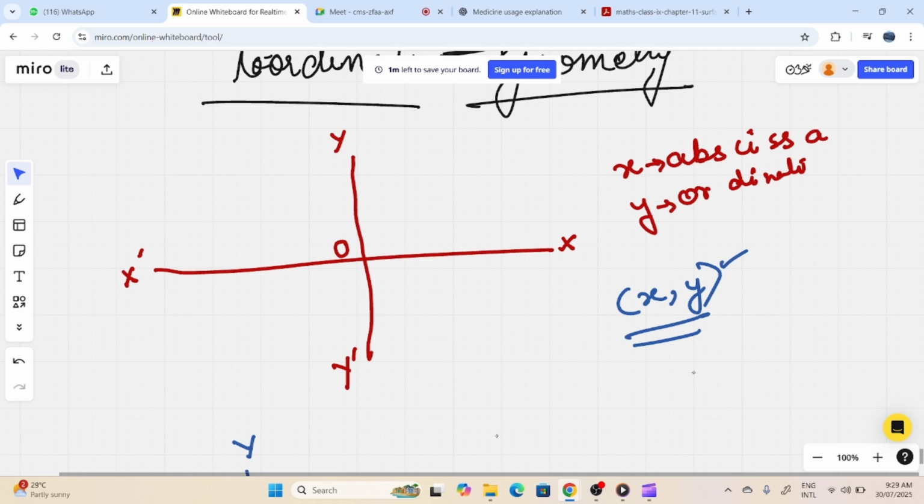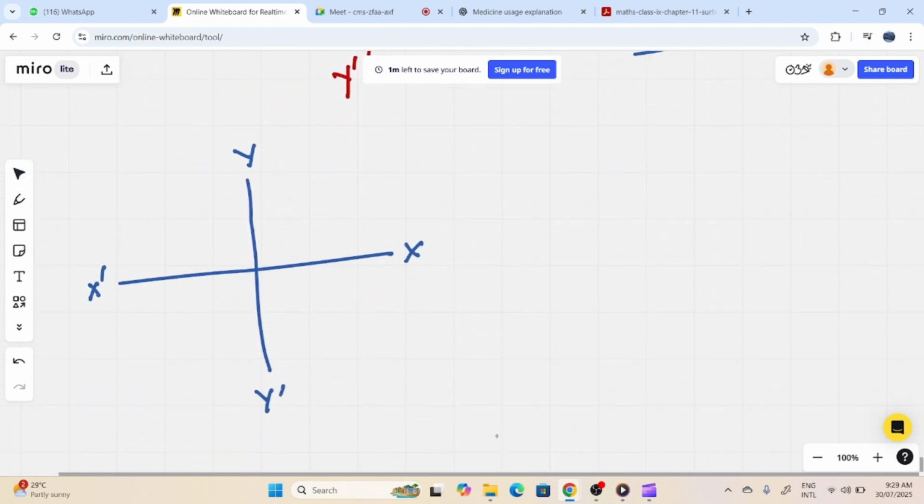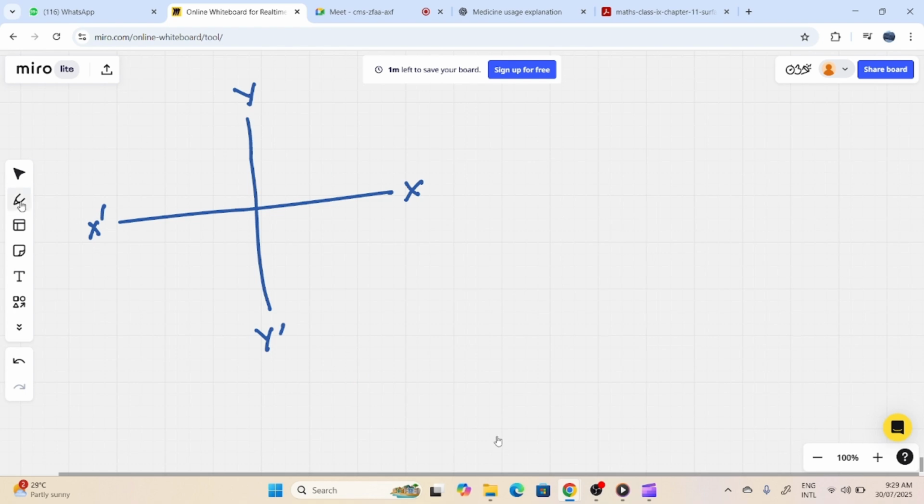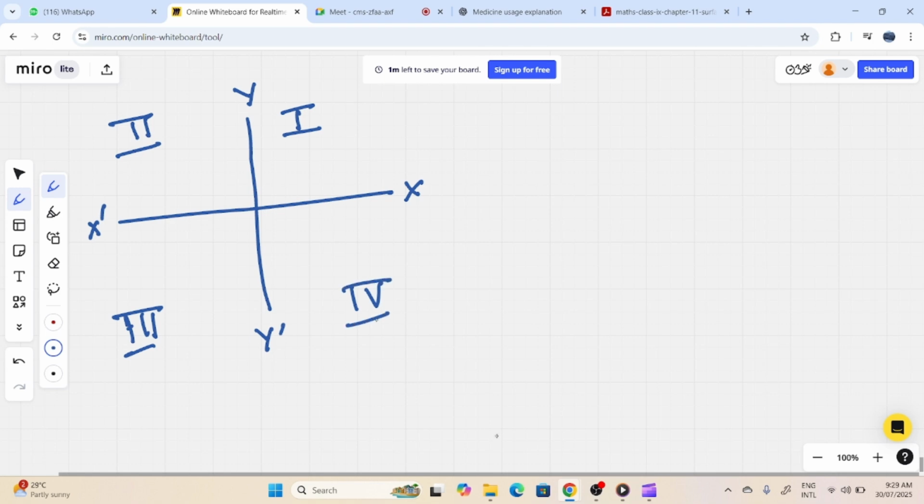Okay. So this was the start. X for abscissa, Y for ordinate, and we're going down. If this is our Cartesian plane, what we should remember, this is your first quadrant, this is your second, this is third, and this is fourth. I know it's too basic, but it's okay.